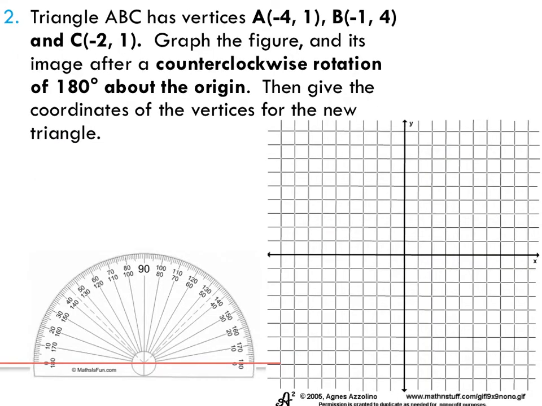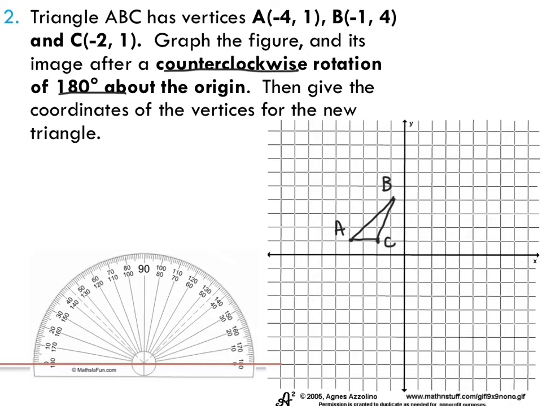We're going to do one more example, and so we have triangle ABC. Why don't you go ahead and pause the video and draw triangle ABC. All right, here's my triangle ABC, and this time I'm going to go in a counterclockwise rotation, and it'll be 180 degrees about the origin. So if I look down here at my protractor, 180 degrees is just a straight line.